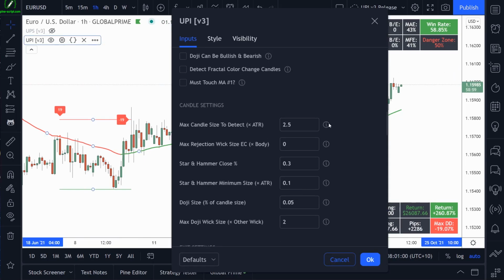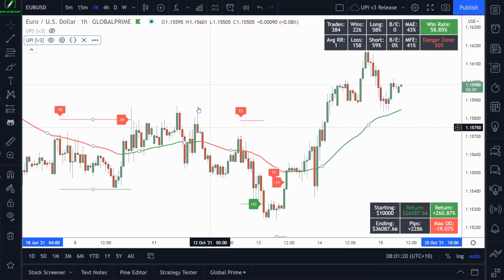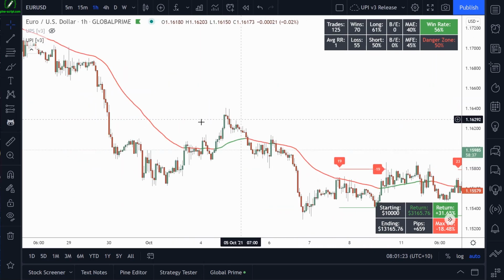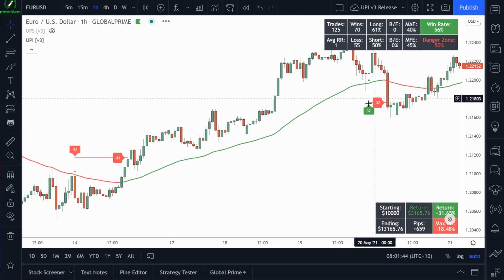These are mostly self-explanatory and have information tooltips, so I'm not going to go into too much detail, but we can set the max candle size based on the ATR. So if the candle size is greater than 2.5 times the current ATR, it is invalidated by default, but you can tweak that here. The max rejection wick size for engulfing candles determines how large the rejection wick on the engulfing candle can be. Here's a good example.